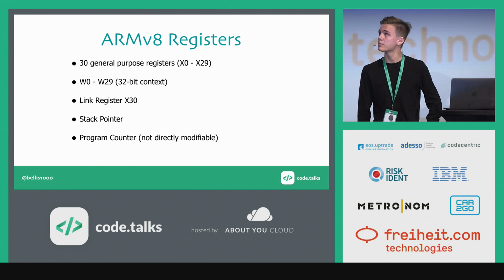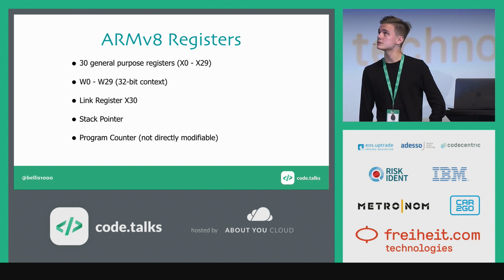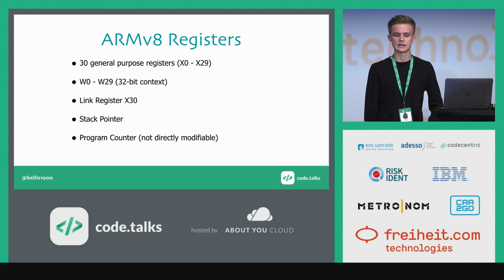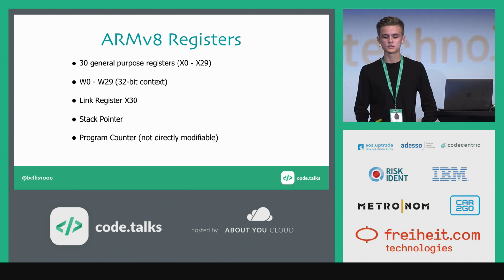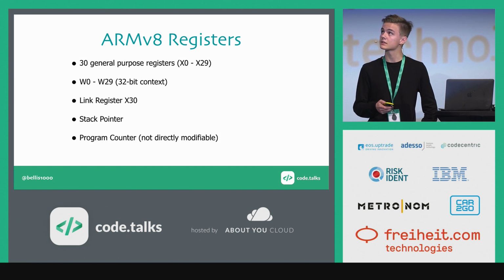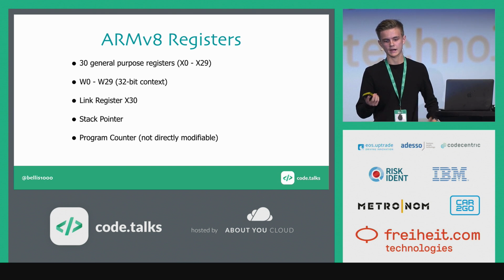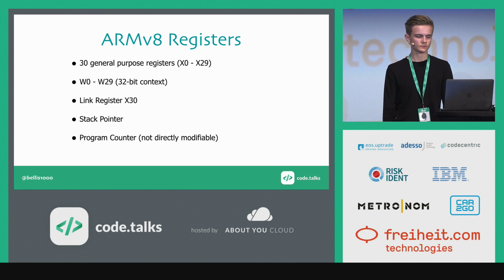And then with the registers on ARMv8, we have a different set of registers. This time we have 30 general purpose ones, so quite a few more. And these are labeled with X's, so we have X0 to X29. And those are all 64-bit registers. But you can also use them in a 32-bit context if you use W to reference them by. And that will essentially just ignore the upper 32 bits, acting as a 32-bit register.